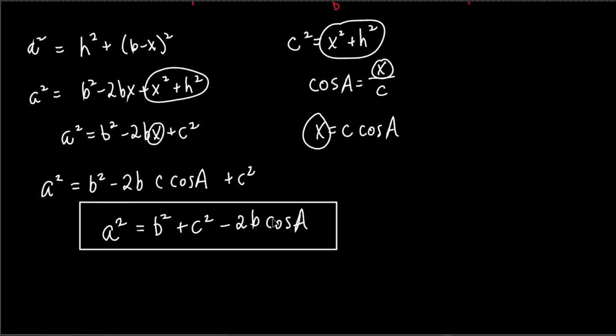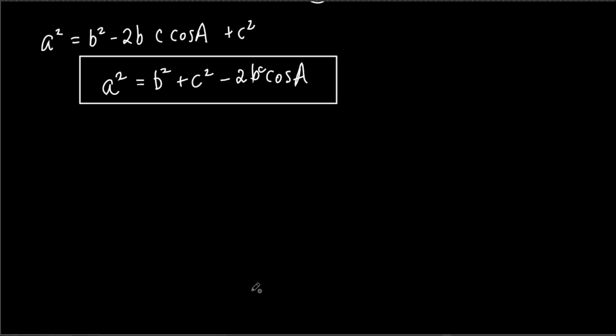Actually, 2bc cosine of A. Yes, correct. Since the two c's were next to each other, I kind of mixed it up. That's correct. So that's kind of the law of cosines.